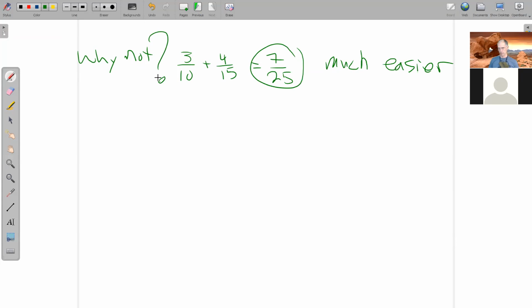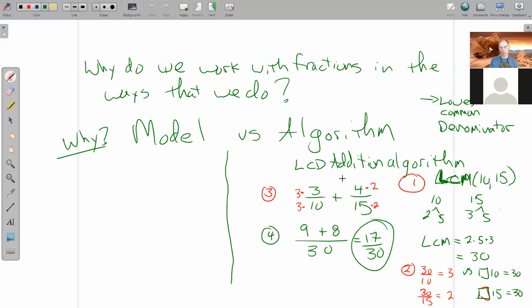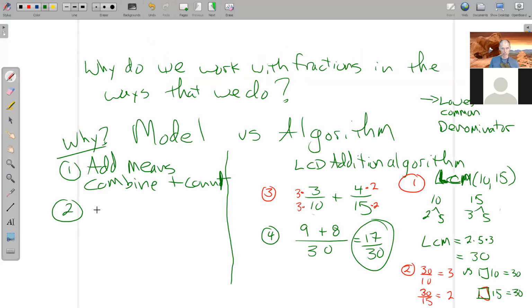Fractions are equal parts of a whole, so we have to have equal parts. Okay, and 10ths and 15ths aren't the same thing. Yeah, good. So there's two pieces to the puzzle as to why this is bad and this craziness is good. It's because number one, add means combine and count. And two, count, there we go. As Amy said, a fraction's an equal part of the whole.